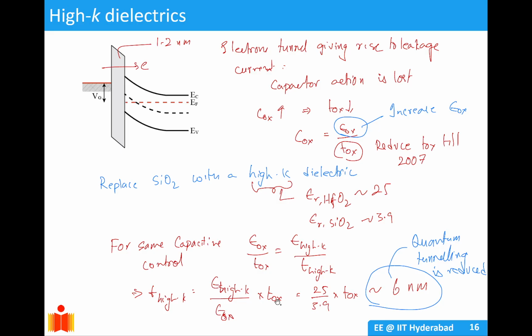So you can see if my Tox was 1 nanometer here, my T high K would be around 6 nanometers. So due to this higher thickness, my quantum tunneling will be reduced, and I will not experience this loss of capacitance now.